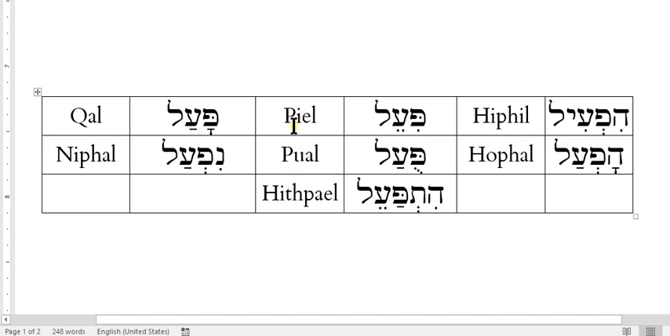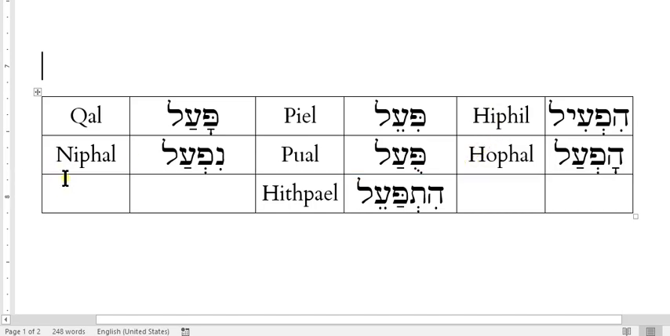And then here in the middle, I have 3 of the other stems, the Piel, Pual, and Hithpael. These 3 are bunched together because they are formed similarly to each other, in that the Piel, Pual, and Hithpael are all going to double root 2. And then the Hifil and Hofal are the last 2 stems we'll learn, and those are grouped together also because they are formed similarly, both of them getting hey prefixes as part of their stem formation.